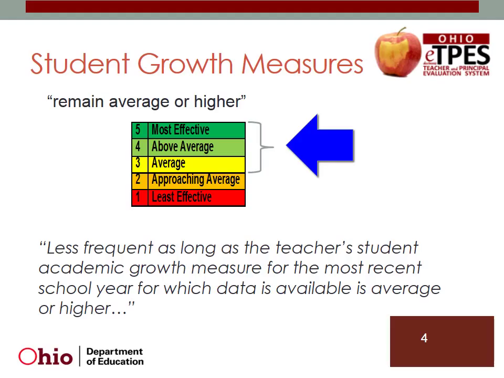at average or higher. Student growth measures are calculated on a 5-point scale, so when determining if the teacher's student growth measure is average or above, we mean that the score on the student growth rating is average, above average, or most effective on the combined scores eTPES calculation.